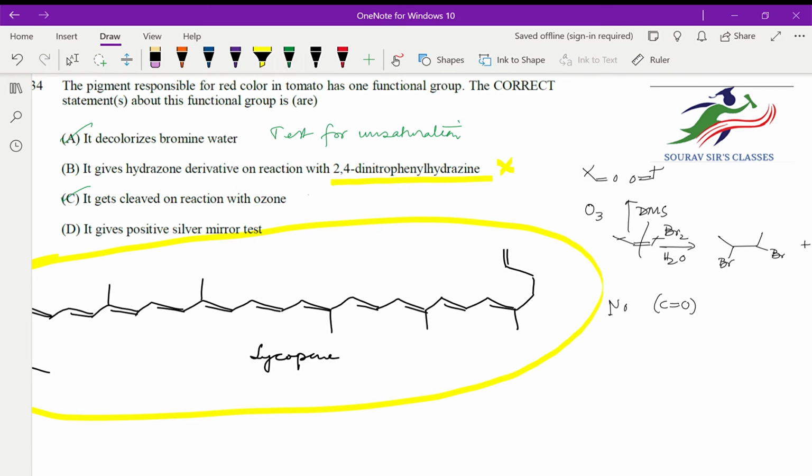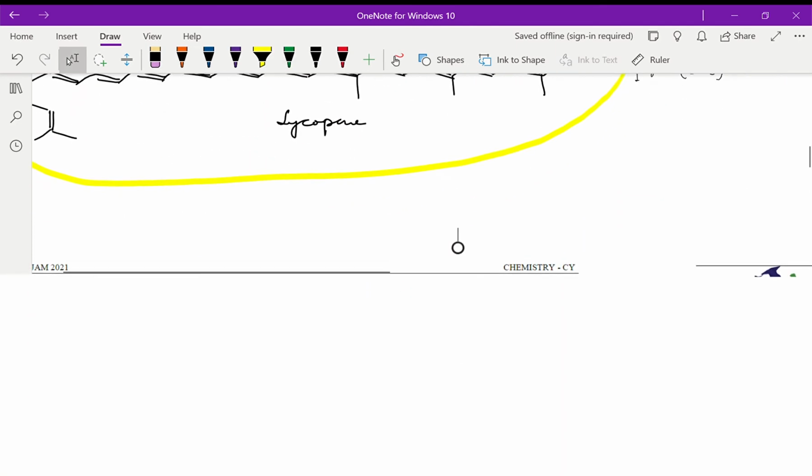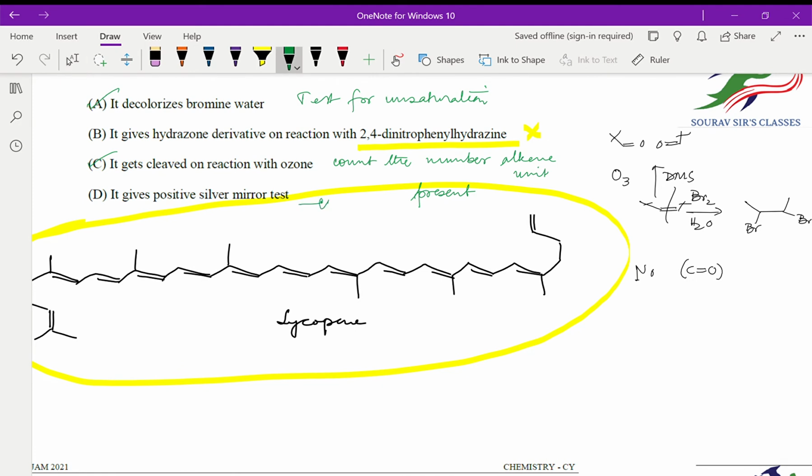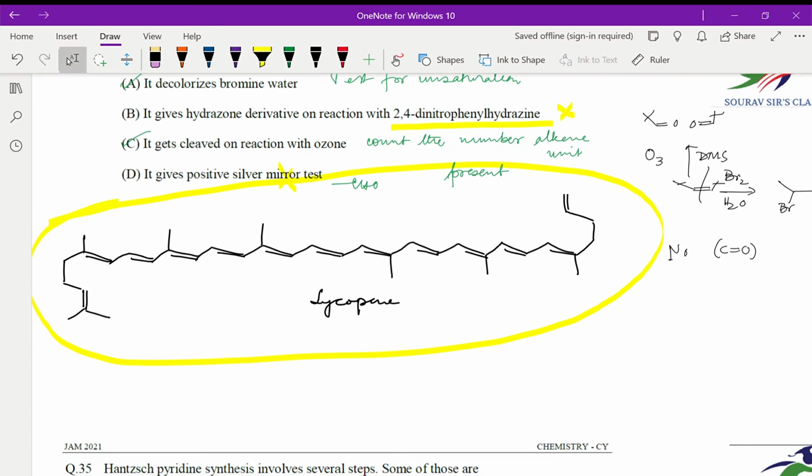Okay, and this will help you to count the number of alkene units present. Okay, again it does not have any CHO group, so obviously it will not undergo any silver mirror test. So over here the answer will be A and C as the correct answers.